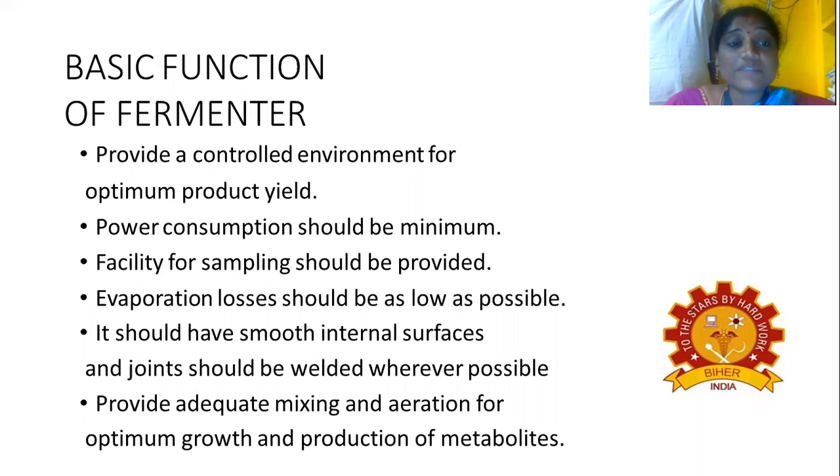Some of the basic functions of a fermenter are to provide a controlled environment for optimum product yield, and power consumption should be minimum. A facility for sampling should be provided, and evaporation losses should be as low as possible. It should have smooth internal surfaces, and joints should be welded wherever possible. It provides adequate mixing and aeration for optimum growth and the production of metabolites.